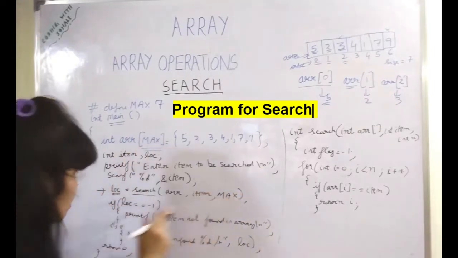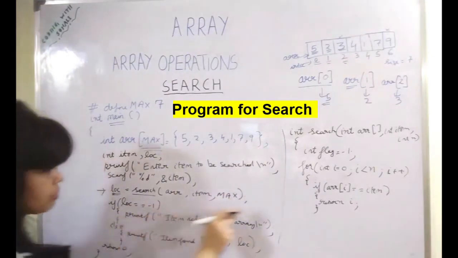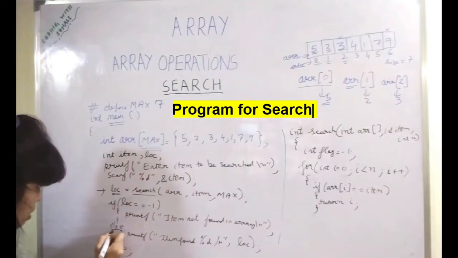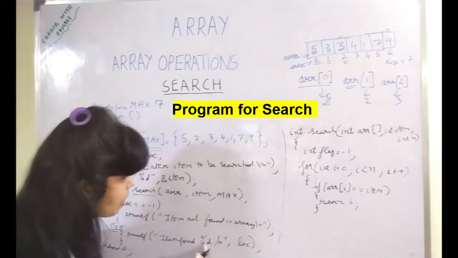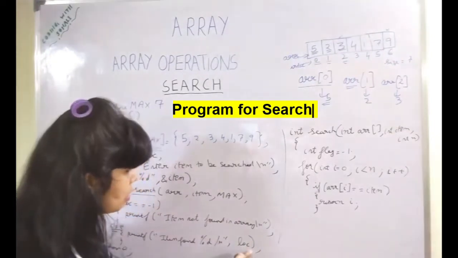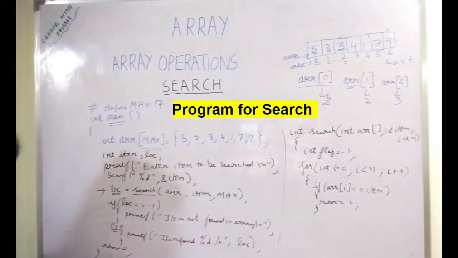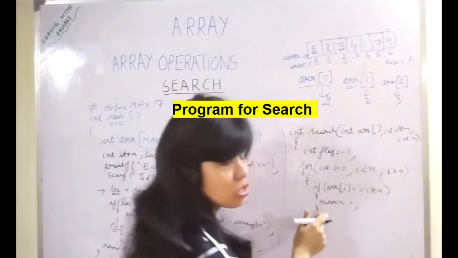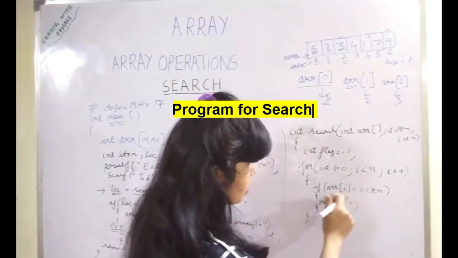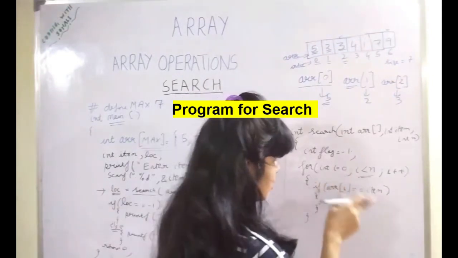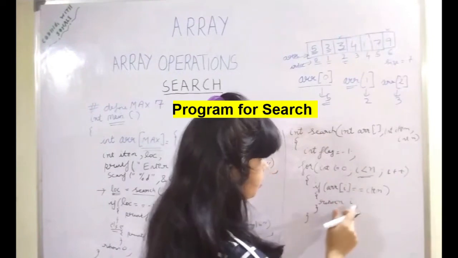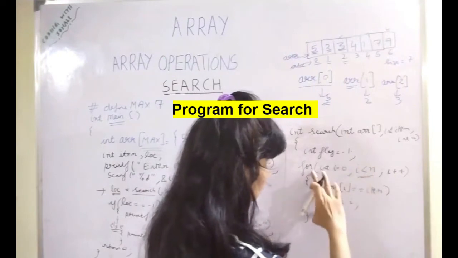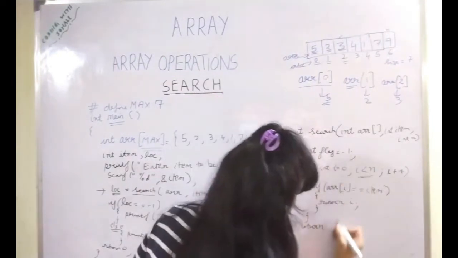So if the item is found, this condition will not be satisfied because we are returning the index. Therefore the if will not be satisfied, and the else block will be executed, saying item found and the index where the item is found, and then return. If this loop iterates till the end and this condition is never satisfied, that is, the item is not present in the array, because each time the array element is not equal to the item, finally this for loop will come to the end, and in that case we will return flag.